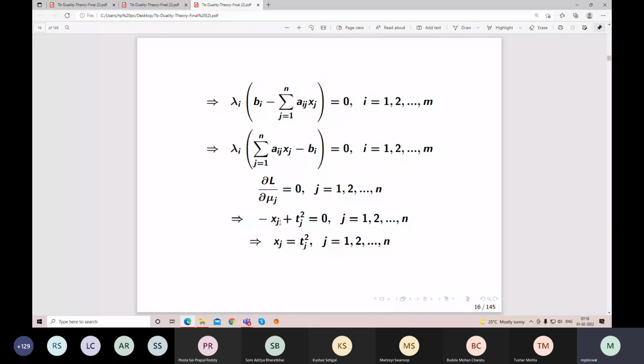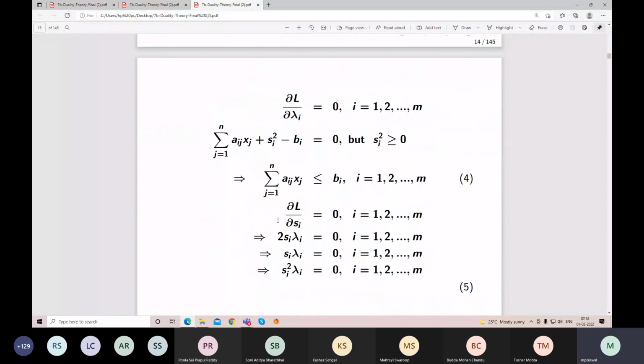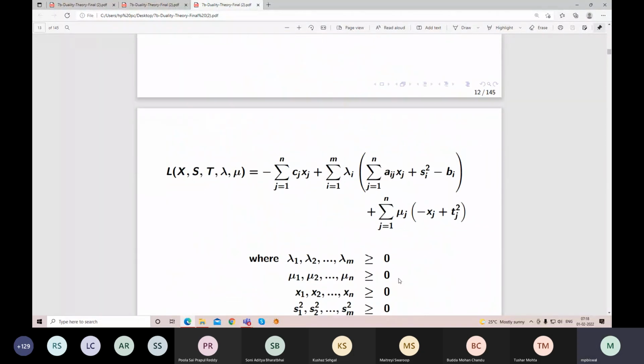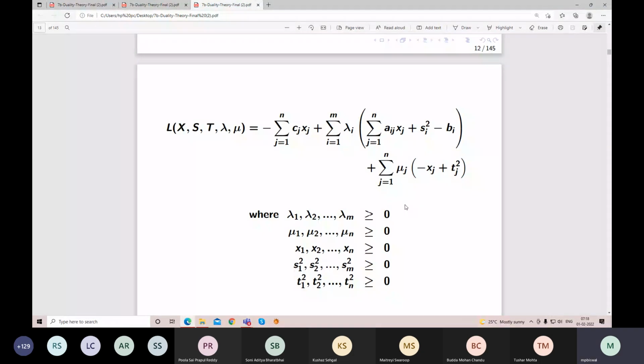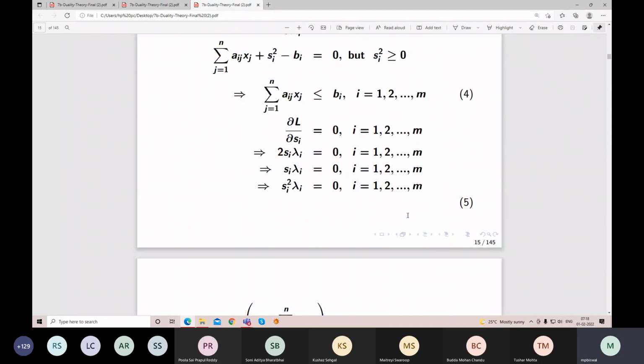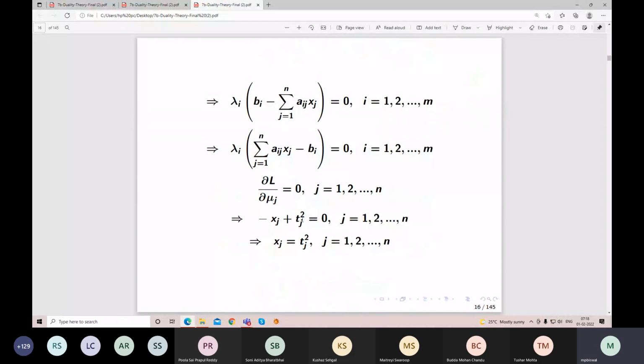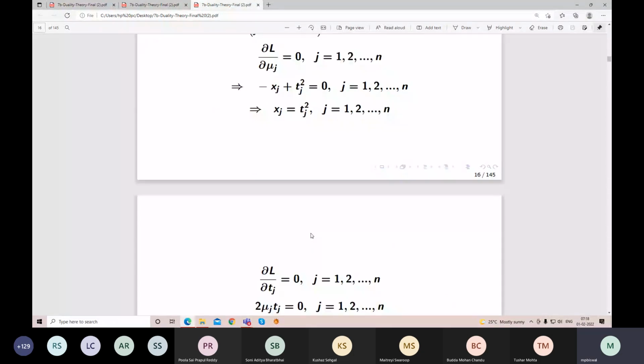Now you take derivative with respect to mu_j. If you take derivative with respect to mu_j, what will happen? What is the outcome? Minus x_j plus t_j square equal to 0. That indicates x_j equal to t_j square. One side x_j, other side t_j square. So here we are keeping as it is.